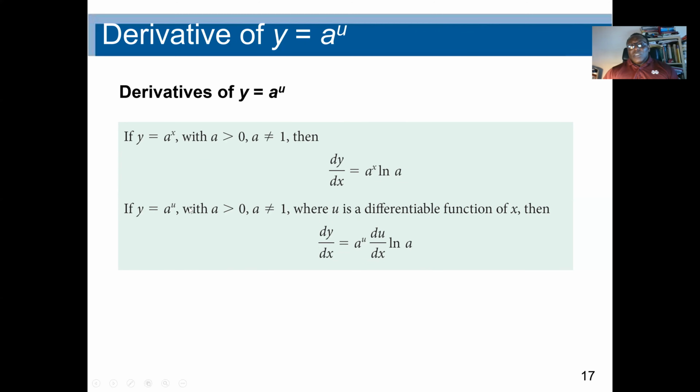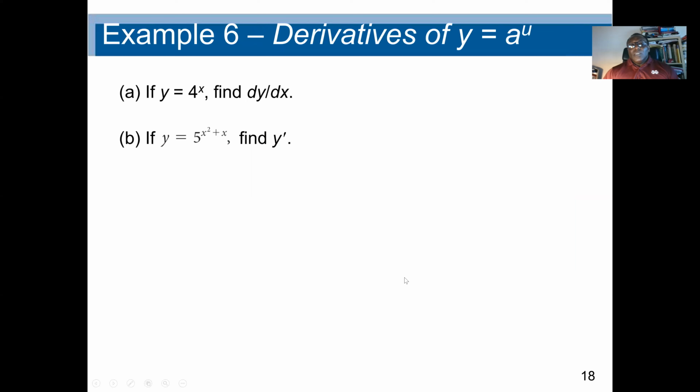Now, if we are using the chain rule, let's say y equals a to the power u, the same rule applies again: a shouldn't be a negative value and a shouldn't be 1. Then we have the same thing, a to the power u times the derivative of u, then natural log a. So we always end with the natural log a. So let's see an example.